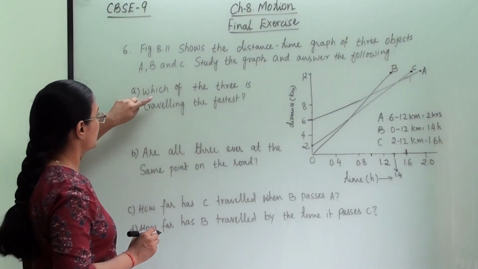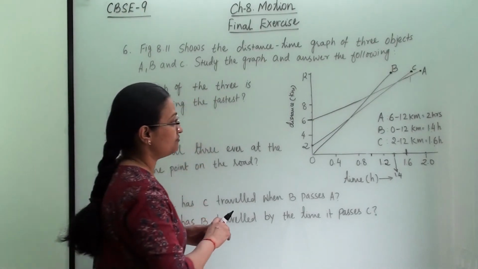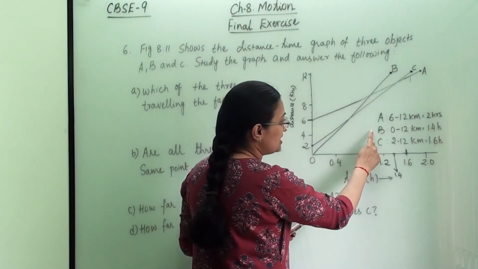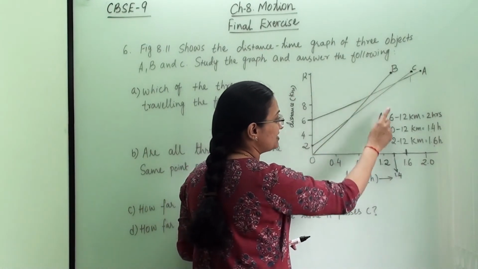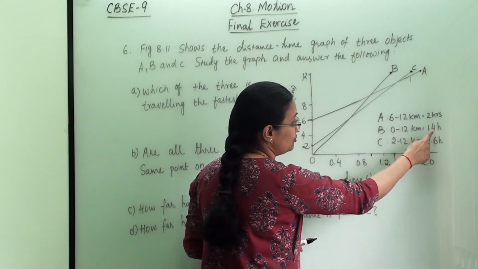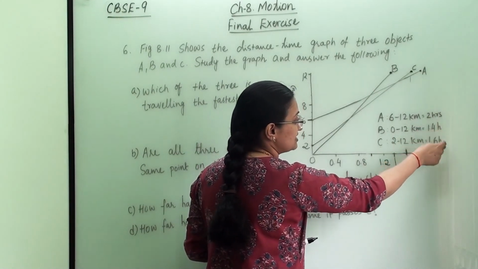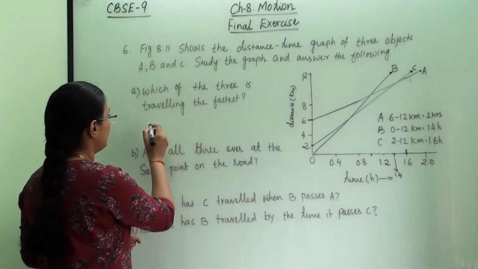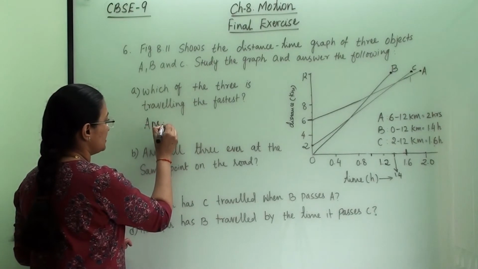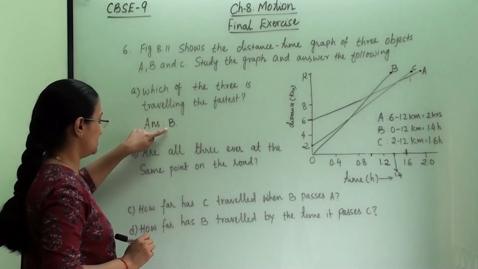So first question is, which of the three is traveling the fastest? If we see here, B is completing its journey because it is starting from 0 and reaching till the end point, and that too in 1.4 hours. So the time is lesser than both A and C. So B is traveling the fastest. So the answer here is B. Object B is traveling the fastest.